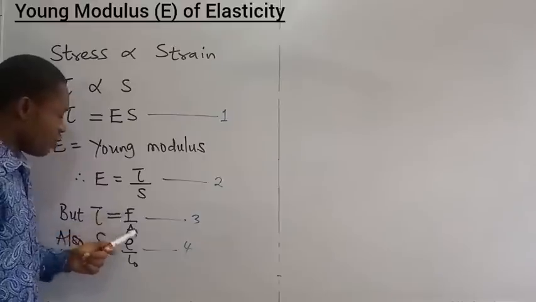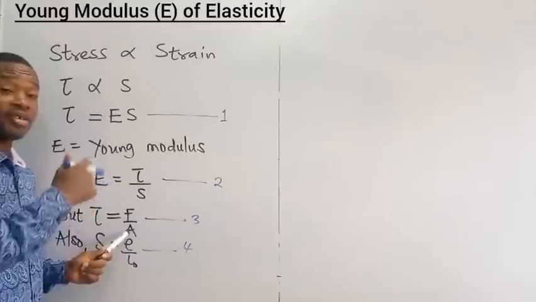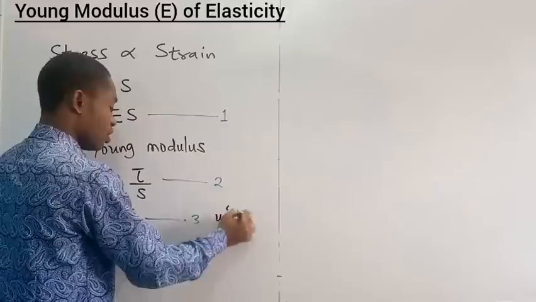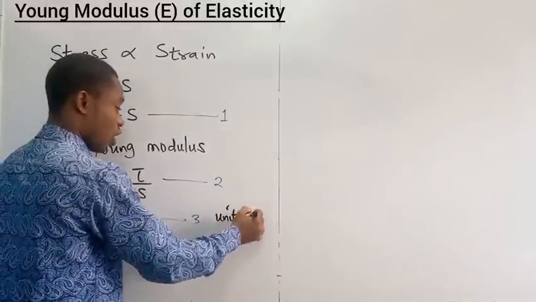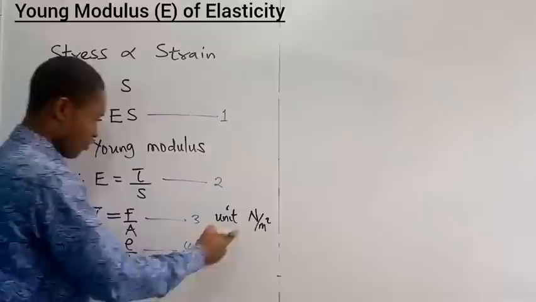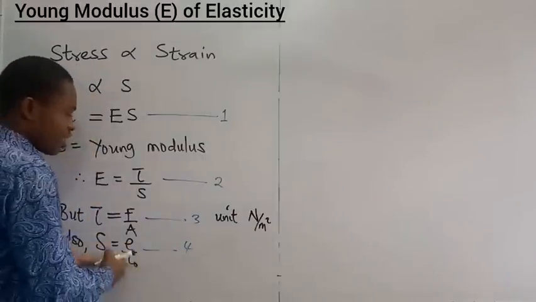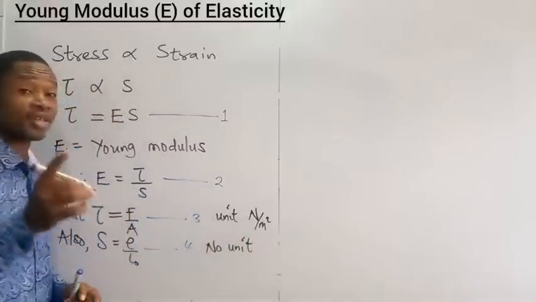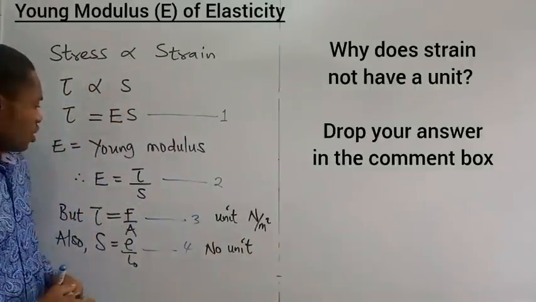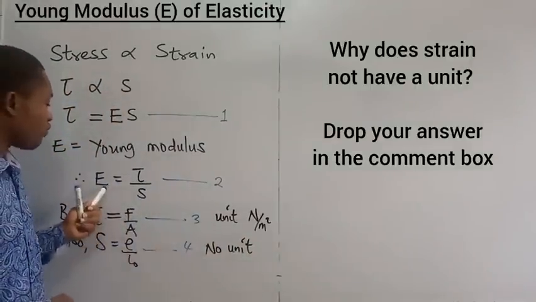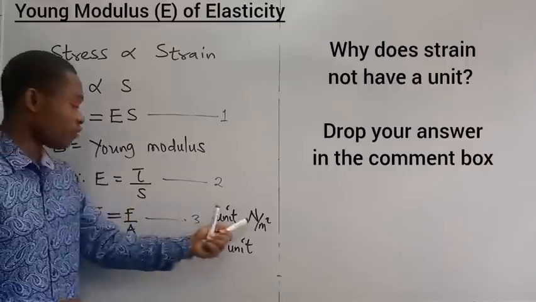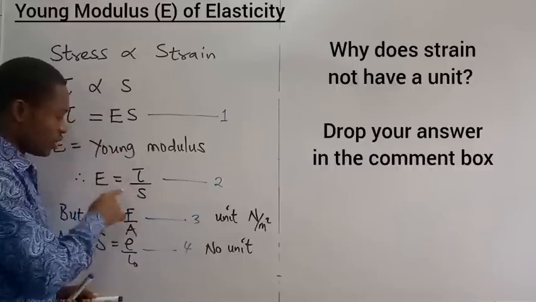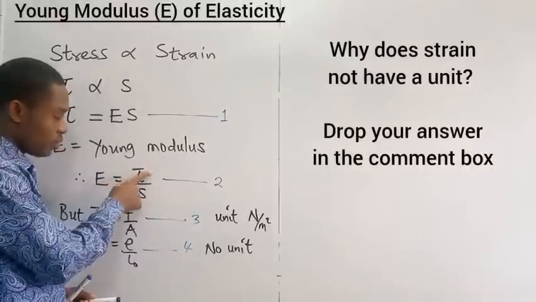Stress here is force over area. Force is in Newton. Area is in square meter. So we can always have this in mind that the unit of stress is going to be force in Newton per square meter for area. And then, of course, strain has no unit. It is a dimensionless quantity. Take note of that. If this is the case, the unit of Young modulus is going to be the unit of stress. Why? Look at this. Stress is Newton per square meter.